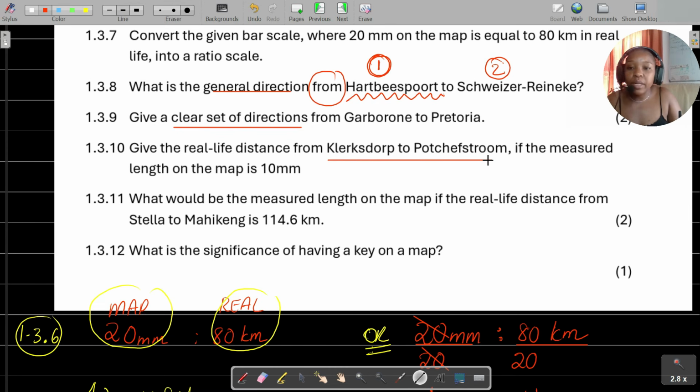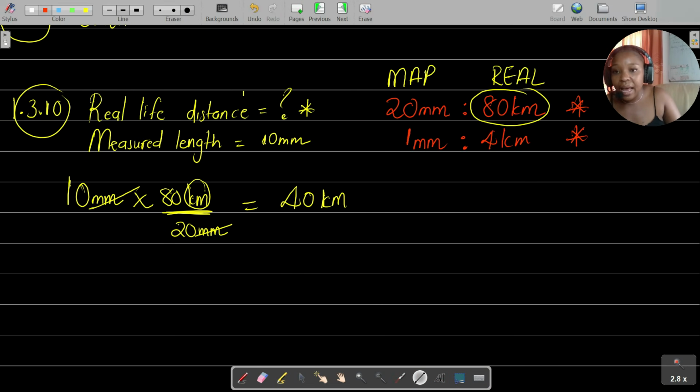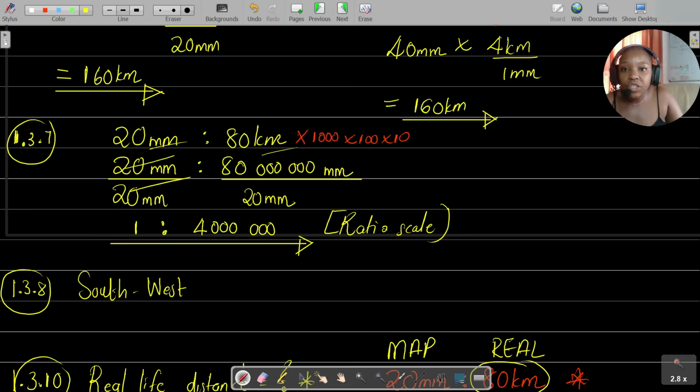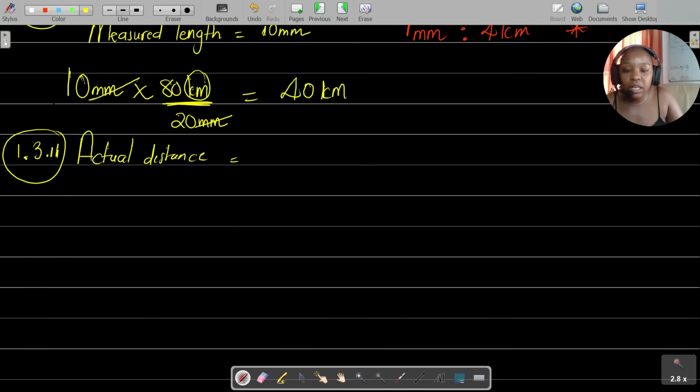Right, question 1.3.11. What would be the measured length on the map if the real life distance from Stella to Mahikeng is 114.6 kilometers? Okay. So now in this case, they want the real life distance. So question 1.3.11, they're telling us that the real or the actual distance is equal to 114.6 kilometers. That's the real. So they want what is the measured length on the map?